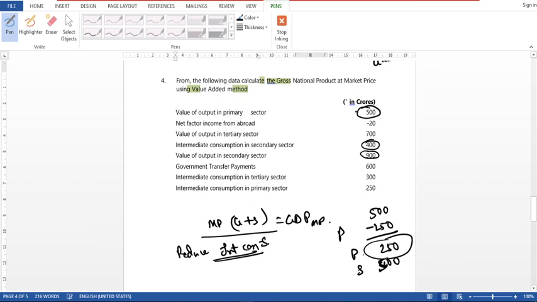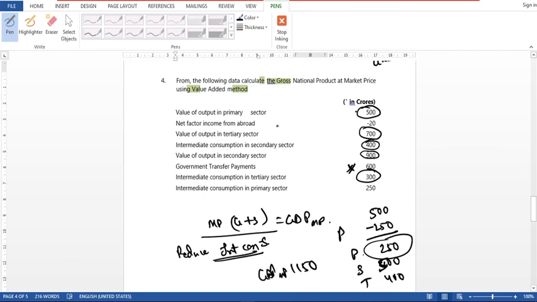This is the secondary sector, and the territorial sector: value of output in it is 700 and intermediate consumption is 300. This is 400. So the territorial sector is 400. Government transfer payment is not added. This government transfer payment is free cash given to unemployed persons. So what is the total answer? 750 plus 400 is 1150, which will be nothing but GDP at market price.